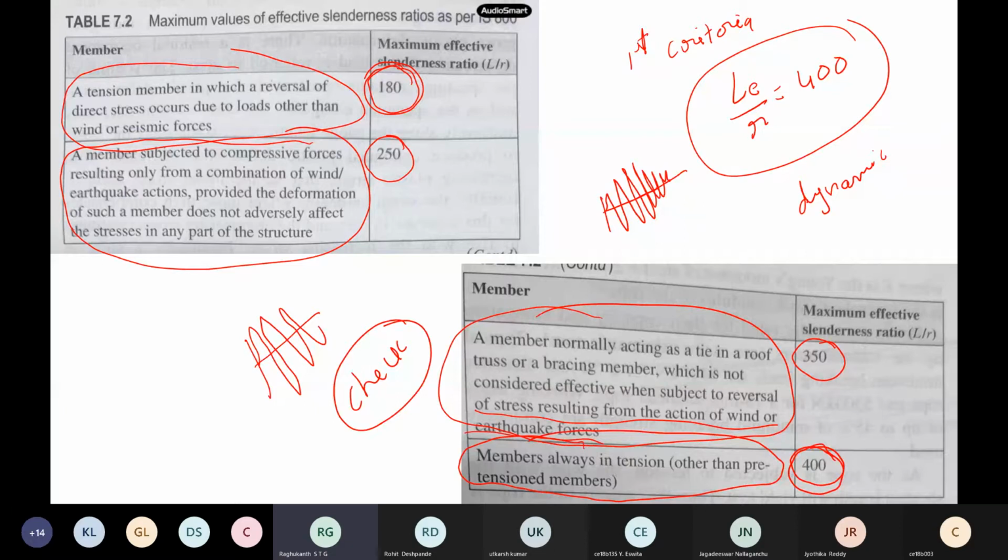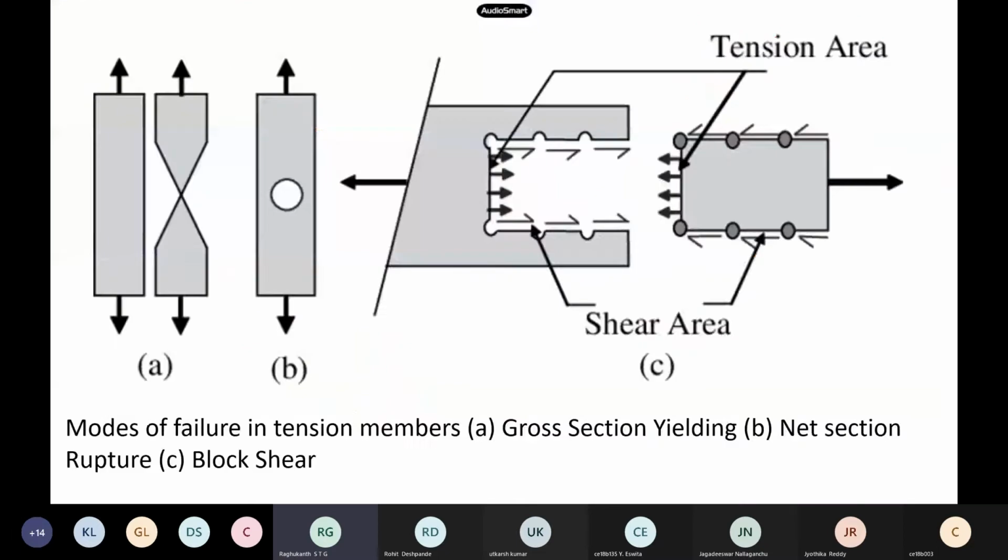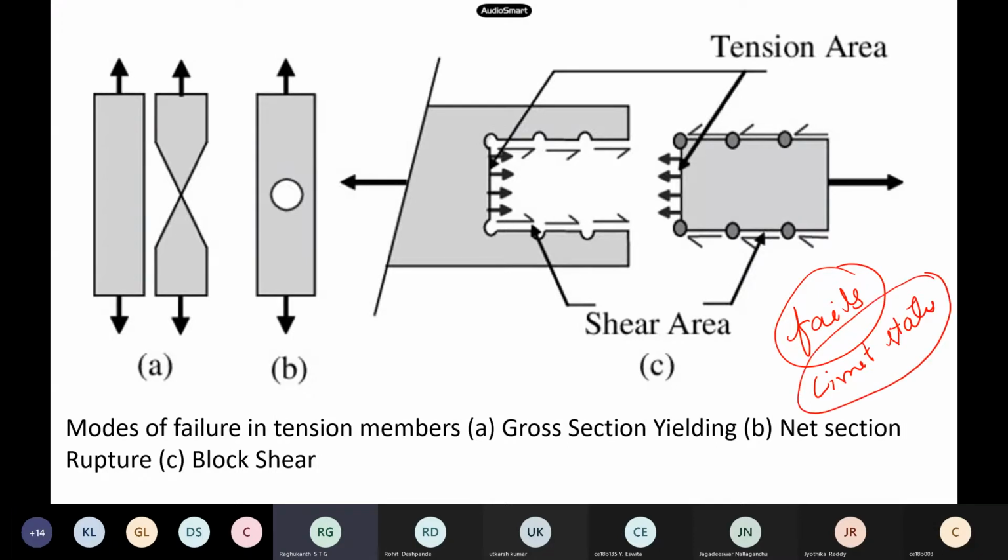Okay, but if it is a bridge with dynamic loads, then you have to go for this type of slenderness ratios. Okay, this is the first important thing. And now we will see how a tension member fails, or limit states we say. As already I told you, right? Limit state means failure only. So how many limit states are there for tension members, and how many of them we consider in our design?